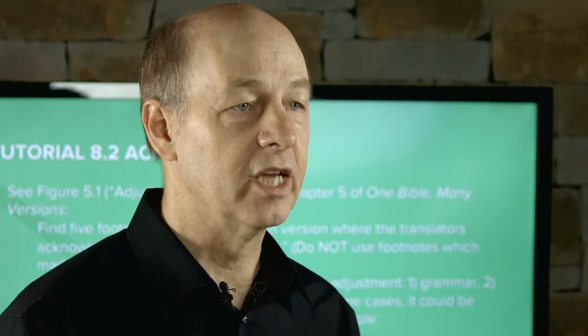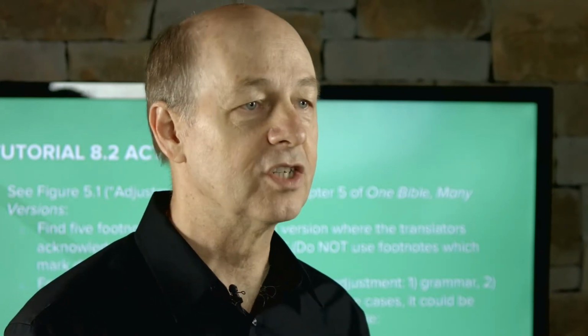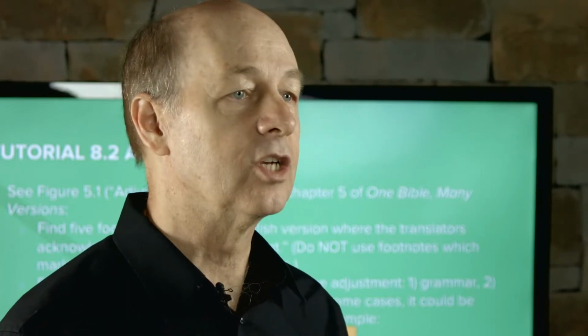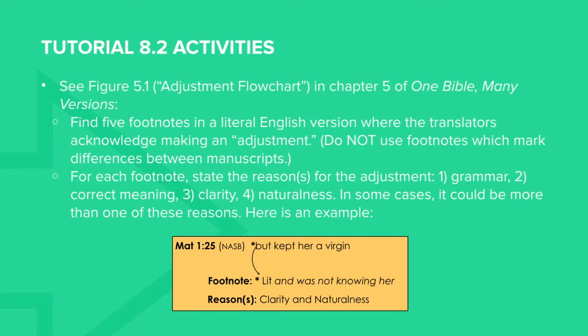Most of our English versions have footnotes noting various aspects of translation, the considerations that the translators had to take into account as they were translating. The next assignment that I want you to do is look at footnotes in an English version, and I don't want you to find footnotes that talk about manuscript differences where perhaps it says some manuscripts say this slightly differently. Those are not the kinds of footnotes that I'm talking about.